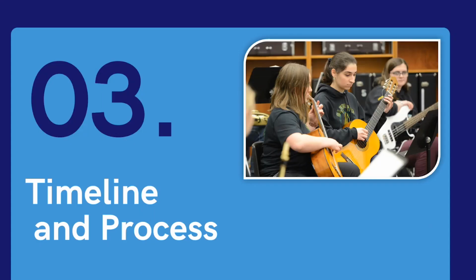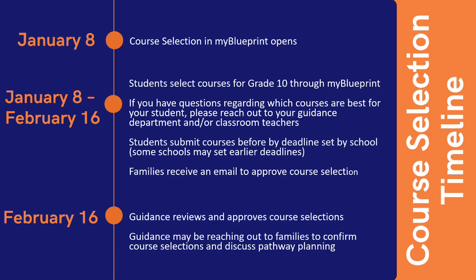What are the next steps for selecting courses for grade 10? On the screen, you will see the general course selection timeline. For most schools, course selection began in My Blueprint on January 8th. Between January 8th and early to mid-February, students will be selecting courses for grade 10. If you have any questions regarding which courses are best for your student, please reach out to your guidance department and/or classroom subject teachers. Please note that some schools may provide you with a different deadline to submit courses. Please follow your school's timelines for submission.